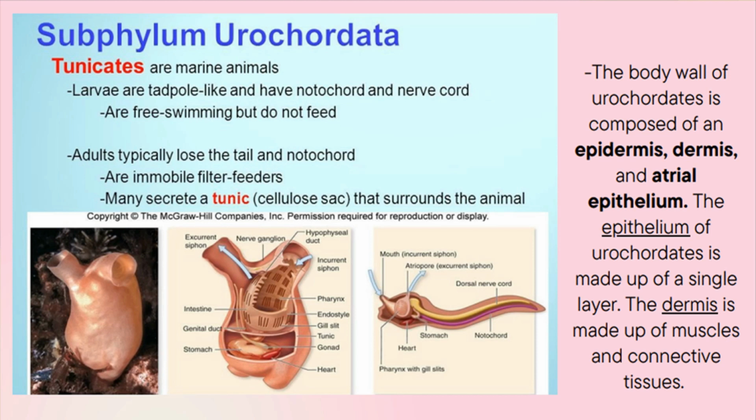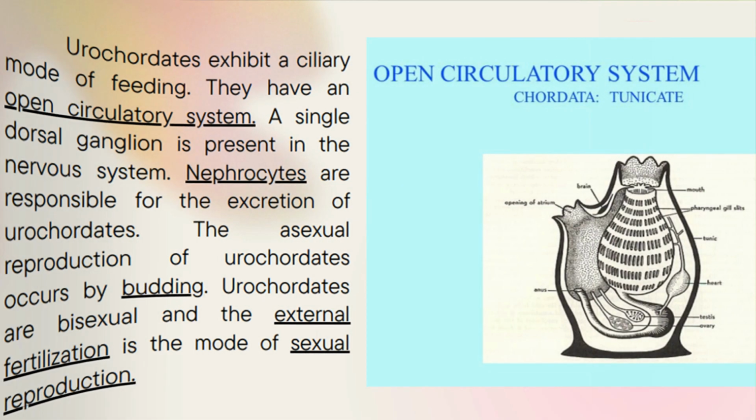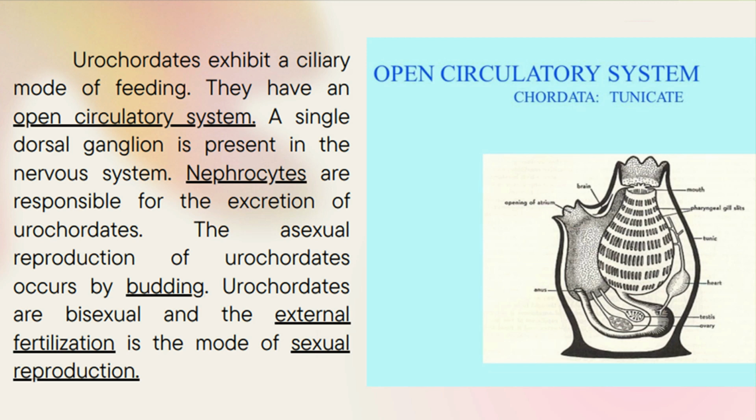The body wall of Urochordates is composed of an epidermis, dermis, and arterial epithelium. The epithelium of Urochordates is made up of a single layer. The dermis is made up of muscles and connective tissues. Tunicates can use circular muscles to extend, shorten, bend, close, and open these two apertures. The tunicate's body is separated into two regions, the upper, which is the pharyngeal, and the lower, which is the abdominal. A pharynx is located in the upper area. The digestive and reproductive organs, as well as a primitive heart, are located in the bottom portion.